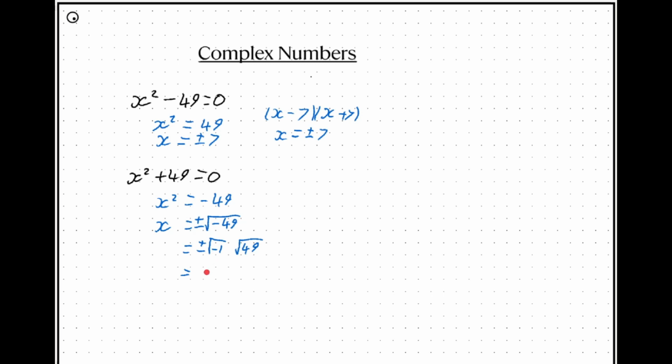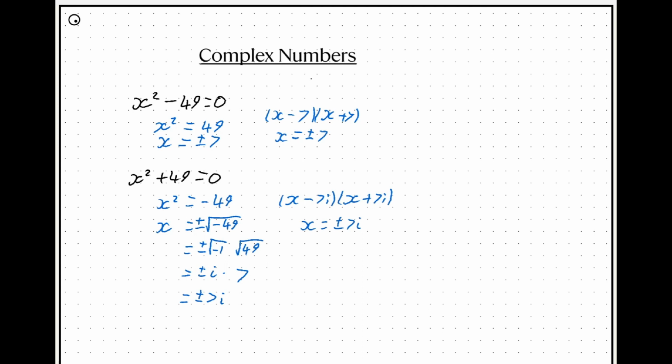Now this is an easy way of visualizing it, because square root of 49 is simply just 7, and then here you have times plus or minus i, because we know what square root of minus 1 is. So the answer for this one would be plus or minus 7i. And factorizing this, you're going to just get x minus 7i and x plus 7i, which from there you can see the answer is x is plus or minus 7i.